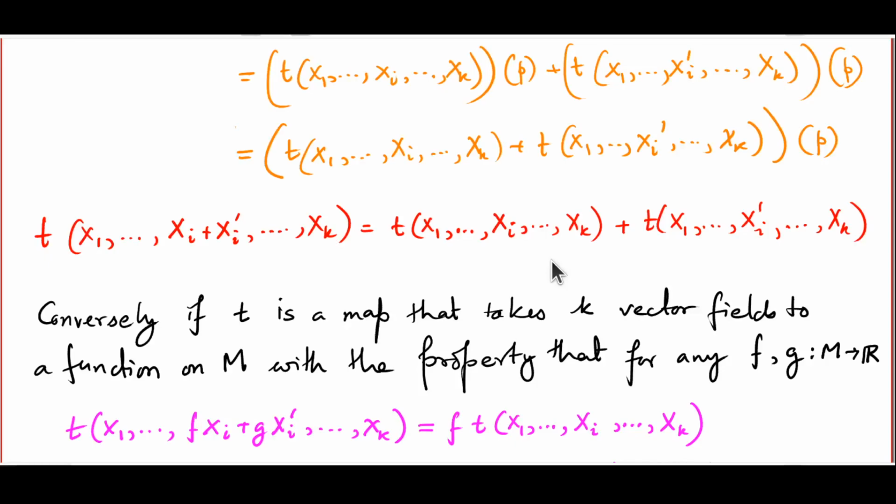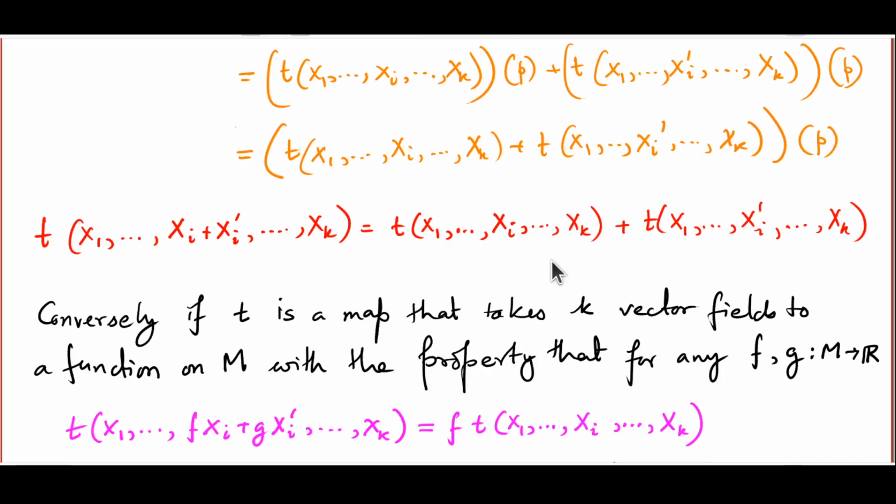Now the converse of this result gives us an alternative way of defining or talking about a tensor field. We have already defined a tensor field as a map which maps every point P on the manifold to a 0, k tensor defined at that point.